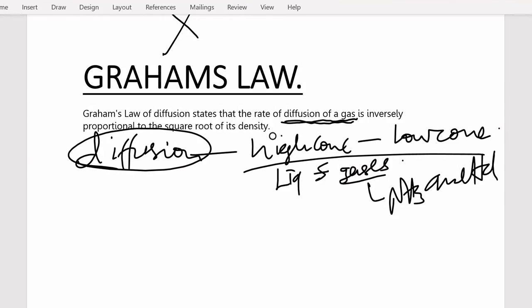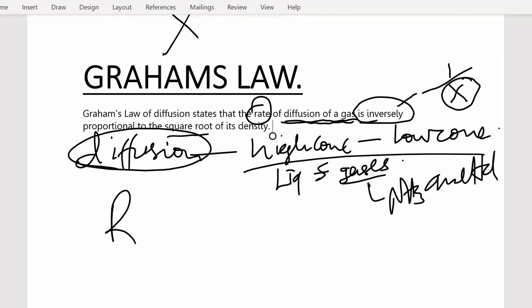So, as the law states, let the rate of diffusion be R, is inversely proportional to the square root of its density. Meaning if it is inversely proportional, it is 1 over x, of which this x is the square root of its density. So it is proportional to 1 over square root of its density, let it be d.